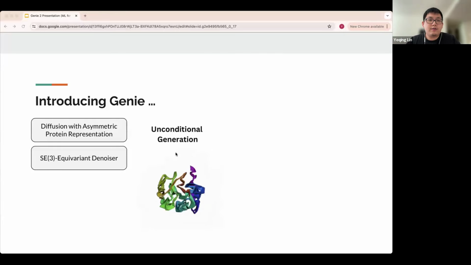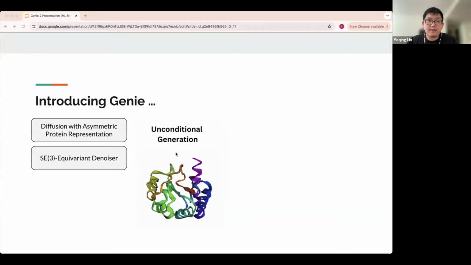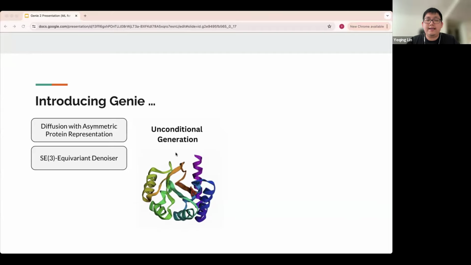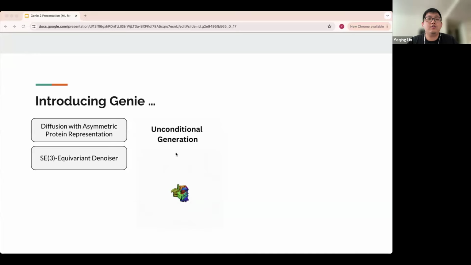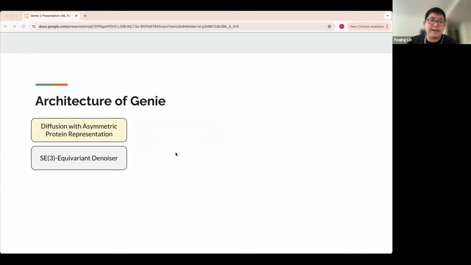So Genie consists of two main components. The first one is the diffusion process with asymmetric protein representation, and the other one is an SE(3) equivariant denoiser to predict the noise injected at each diffusion step. So we'll go into that in more detail. To start with is the diffusion process with asymmetric protein representation.